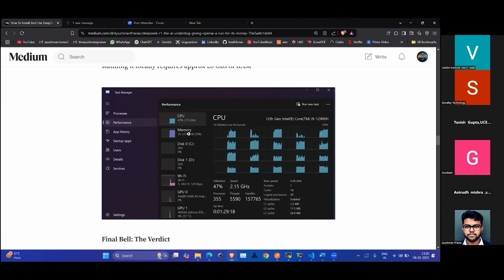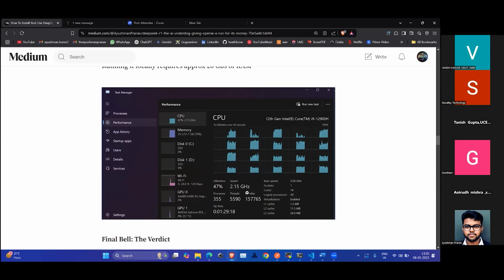You're using around 25 to 26 GBs of RAM, and I'm running my hardware on an i9. This is totally a CPU based implementation, and when DeepSeek actually ran, it spiked up my GPU as well. It was using 50% of my GPU, about a 60 to 70% spike in my GPU, and using 26 GBs of RAM.